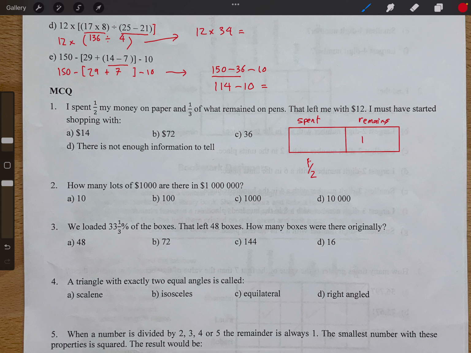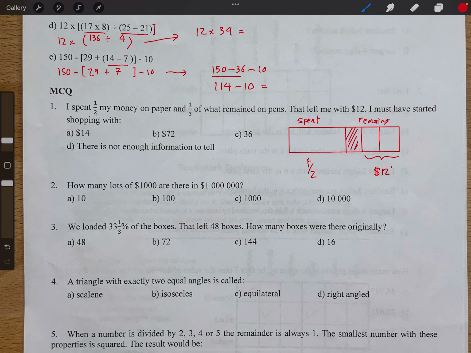So now I spent half of my money on paper and 1/3 of what remains. So that means you take what remains and you divide it into 3 pieces, because you spent 1/3. What's left? So you spent 1/3. That means you have 2/3 left after you spend 1/3. That left me with $12. So this is $12. I must have started shopping with how much?